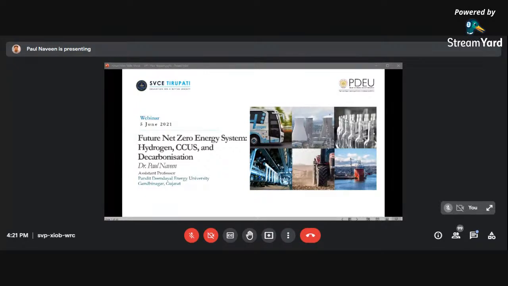Okay, further moving on, I'll just lay out what the topic is: the future net zero energy system. As we transition towards energy sustainability, a few new upcoming energy resources like hydrogen, carbon capture, utilization, storage, and decarbonization. How we look into each one of these, I will be explaining as we progress towards the end of the slides.